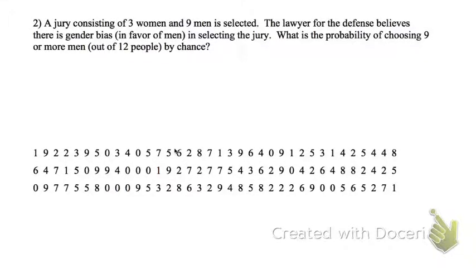A jury consists of 3 women and 9 men. The lawyer for the defense believes there is gender bias in favor of men in selecting the jury. What is the probability of choosing 9 or more men out of 12 people by chance?